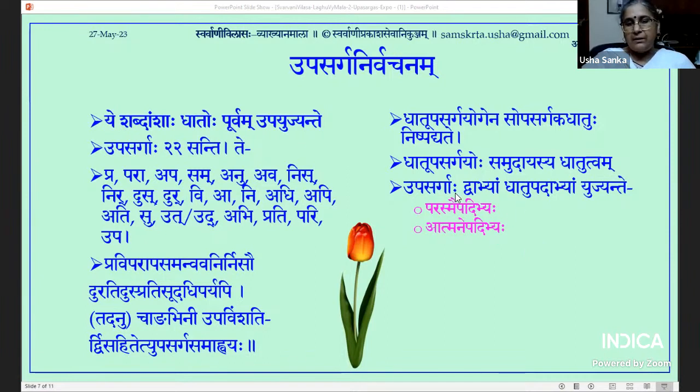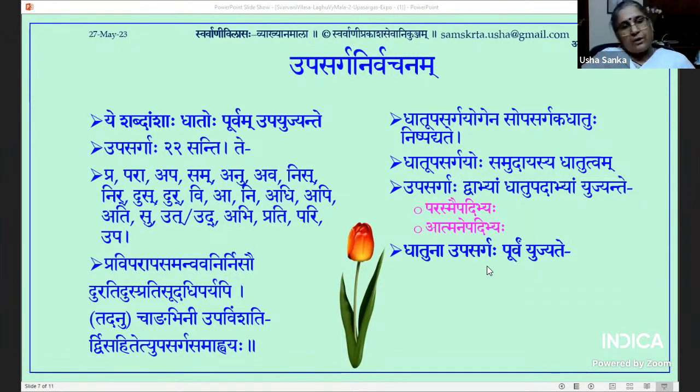So what is happening to them? To which dhatus is it attached? We are all aware that there are three kinds of dhatus: parasmaipadas, atmanepadas, and ubhayapadas. The dhatus which take the T ending are called parasmaipadas, those which take the Te ending are atmanepadas, and those which take both are ubhayapadas. Upasargas are attached to these dhatus only, and they are attachable to both the parasmaipadas and the atmanepadas.